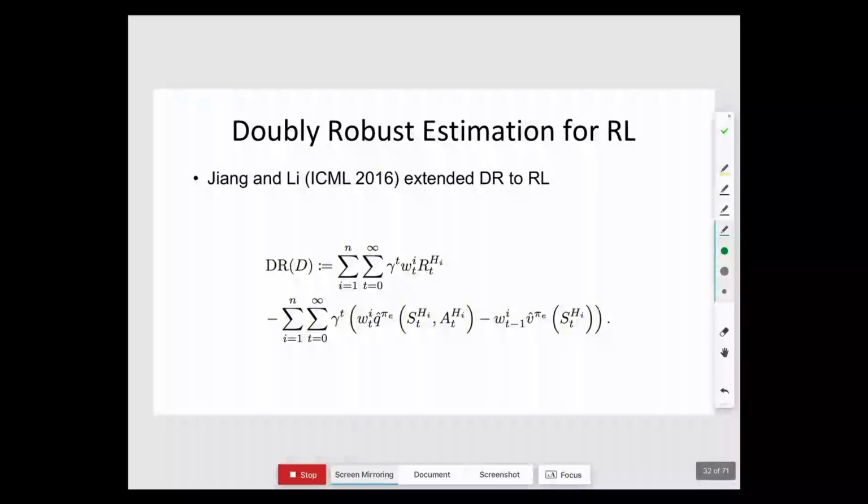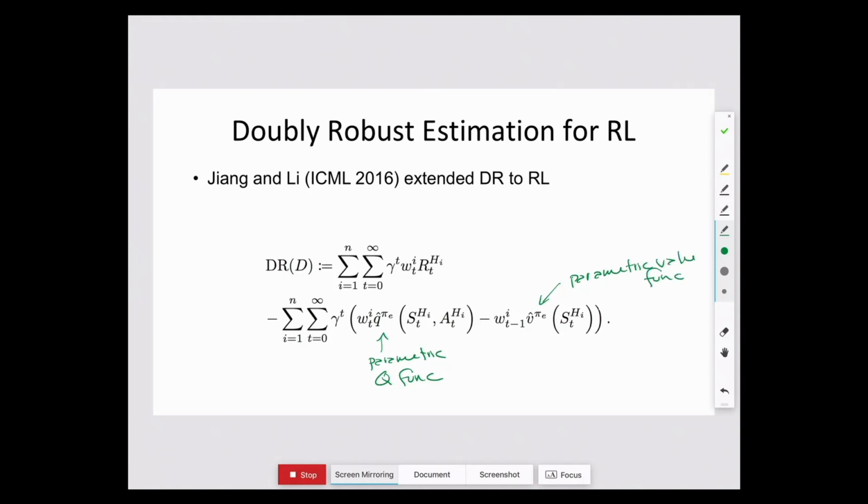Okay. So then it was brought over to the reinforcement learning community relatively recently, in 2016, by Nan Jiang and Lihong Li. And the idea now is we're again going to have a covariate term. So we're going to think about an estimate of the model. So this is going to be our parametric Q function that we fit in some way. This is our parametric value function.